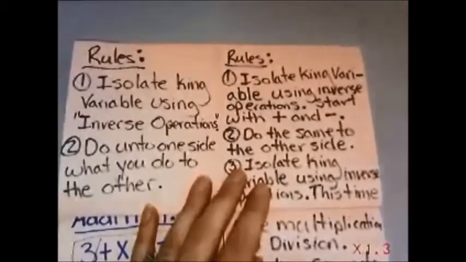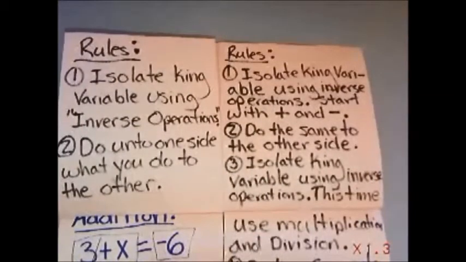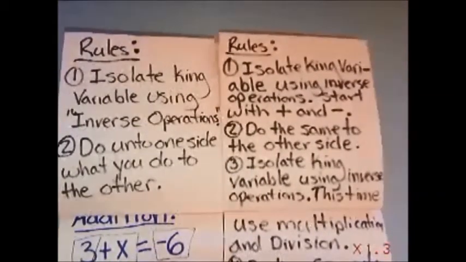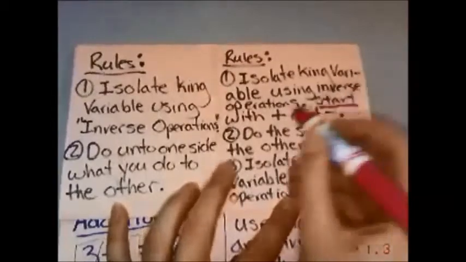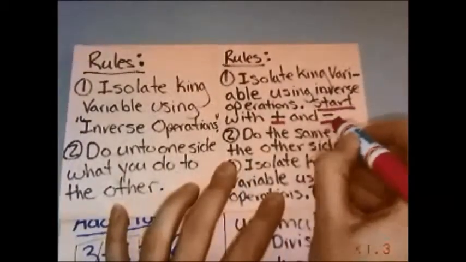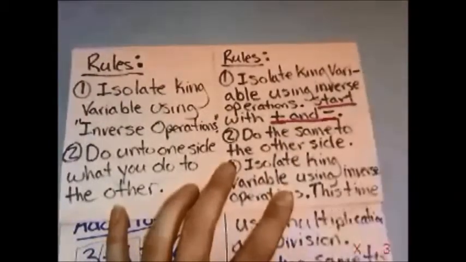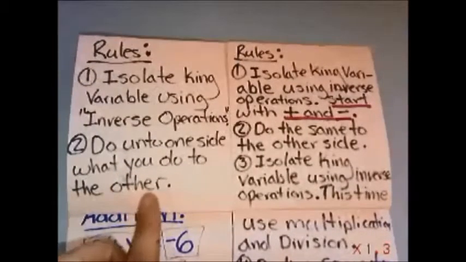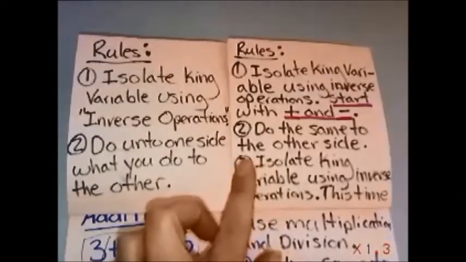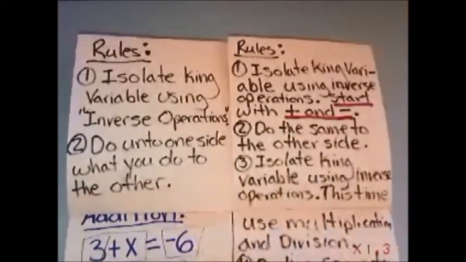Rule number 1 in a one-step equation is isolate king variable using inverse operations. In a two-step equation, it's the very same rule. Isolate king variable using inverse operations, except in a two-step equation, you will start with addition and subtraction first. Rule number 2 in a one-step equation says do unto one side what you do to the other. Rule number 2 is the very same in a two-step equation. Do unto one side as you would do to the other, or do the same to the other side.